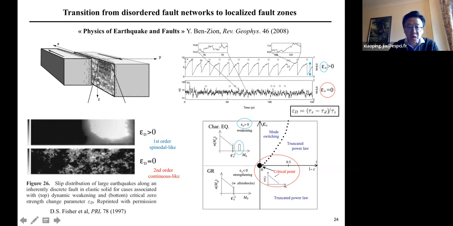What we call the disordered network here involves a more, well, we will say more stable but still fluctuating motion, with a more distributed motion. In other words, it involves many more particles, very similar to what they call the second order continuous-like transition. Instead, the first one, this stick-slip one, is much closer to what they call the first order spinodal-like transition, with the appearance of this characteristic quasi-static, quasi-periodic stick-slip instability. So yeah, we still have many things to understand there.